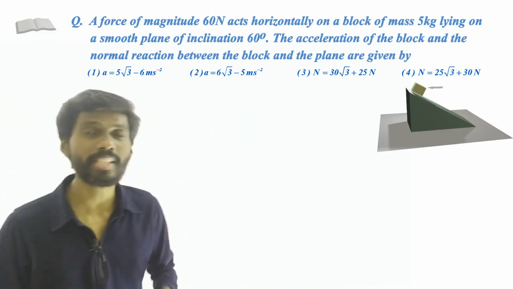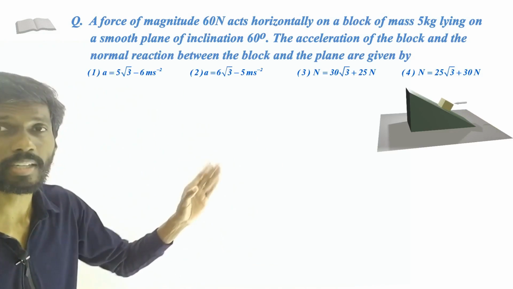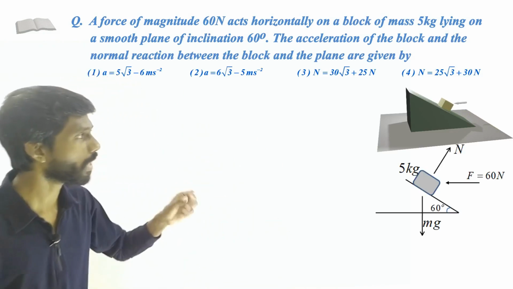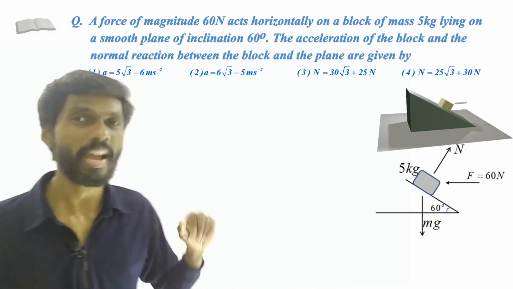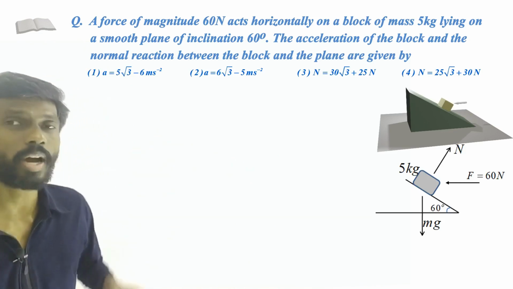That means the object is constrained to move only along the plane, right? Not in the horizontal or vertical direction. There is a force F in the horizontal direction, and there is a normal reaction and also the vertically downward gravitational force.